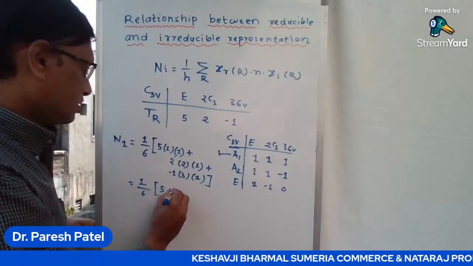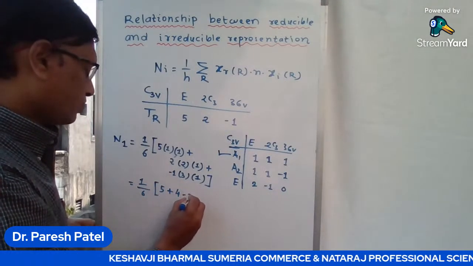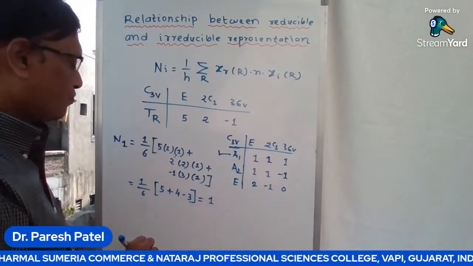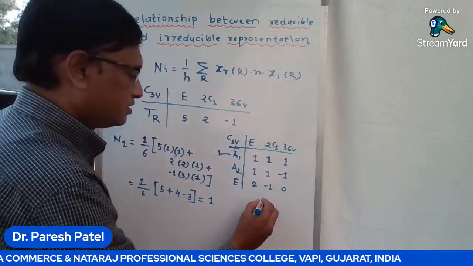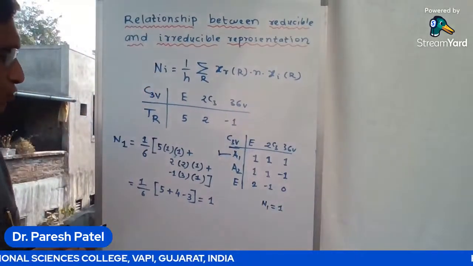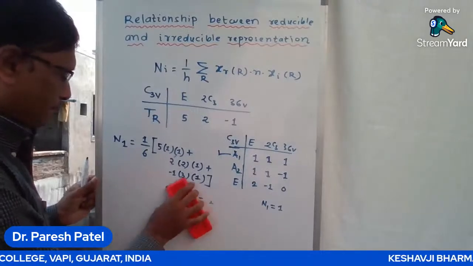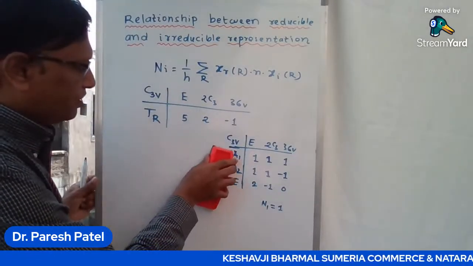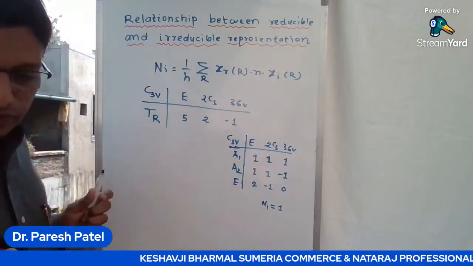5 plus 4 minus 3 is equal to 1. So the value for N1 is equal to 1. Similarly, if you go for the value for N2, so N1 corresponds to the A1 irreducible representation.